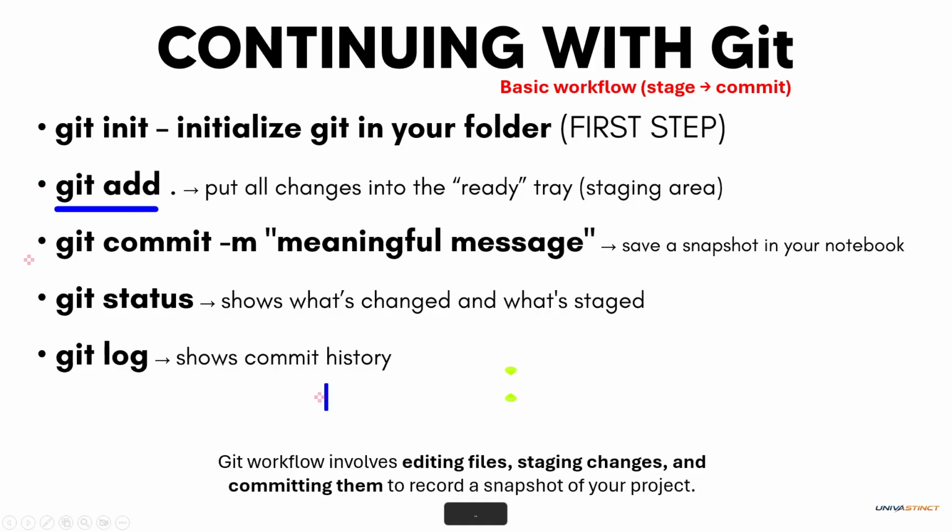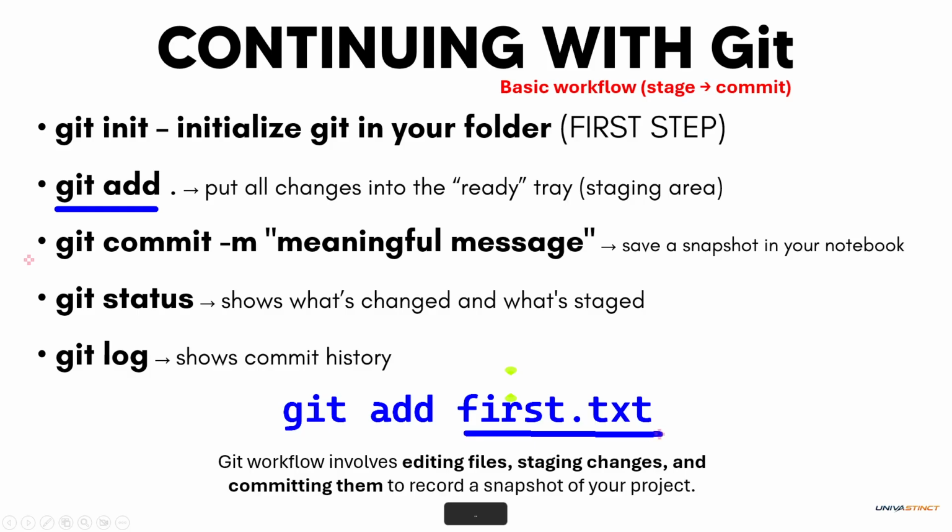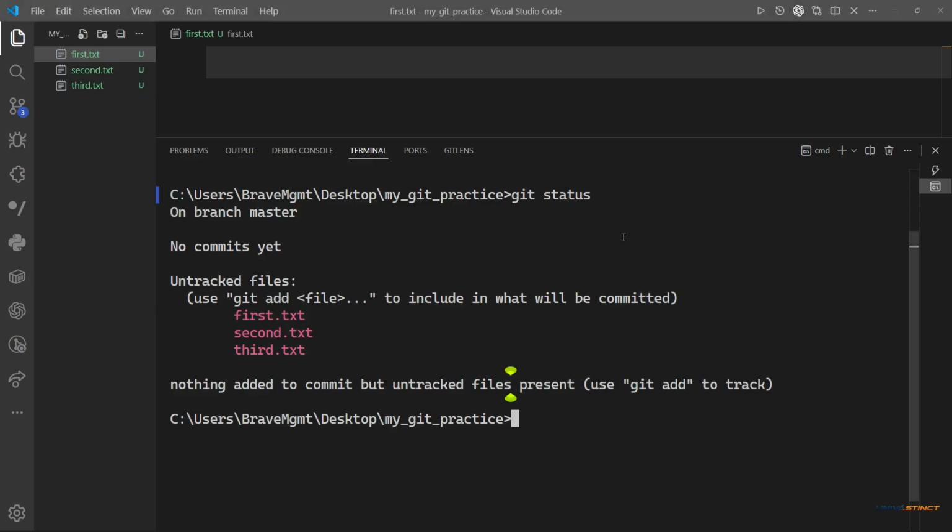You are simply going to type git add, then the file name that you actually want to add to the staging area. So for example, it will be like this: git add, then I want to add first.txt. So what this means is you only want to add this file called first.txt to the staging area. So let's actually try that out.